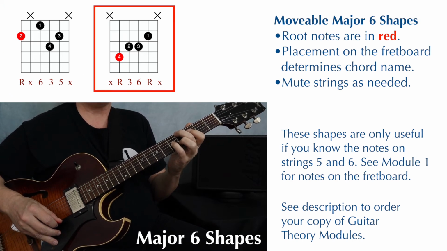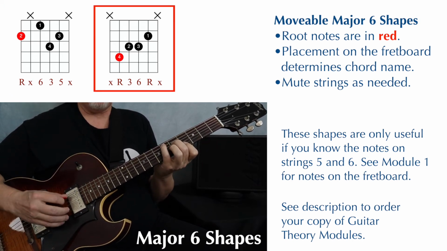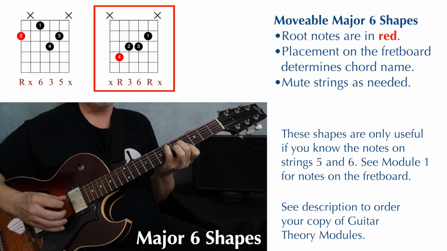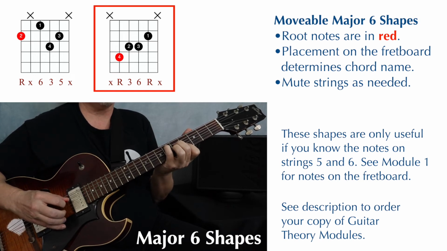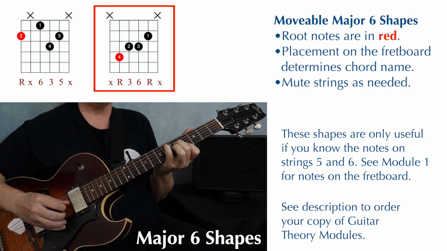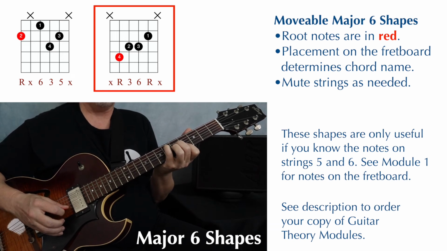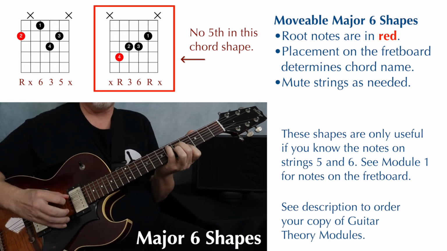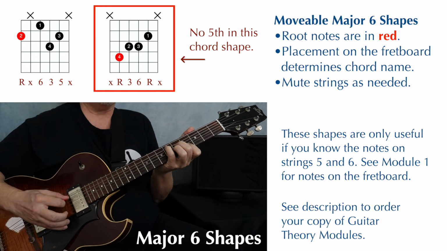And here's a major 6 shape you can play with the root on the 5th string. So finger 4 is playing the root. Finger 2 is playing the 3rd of the chord. Finger 3 is playing the 6th of the chord. And finger 1 is playing another root. So this particular shape does not have a 5th. It's just root, 3rd, 6th, and another root.